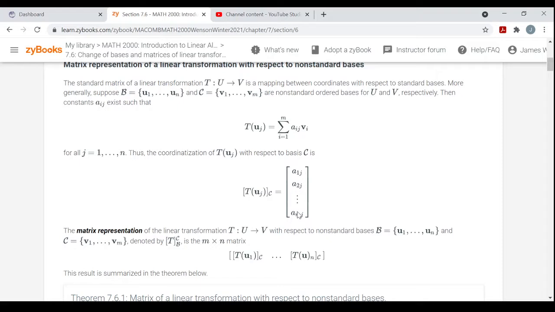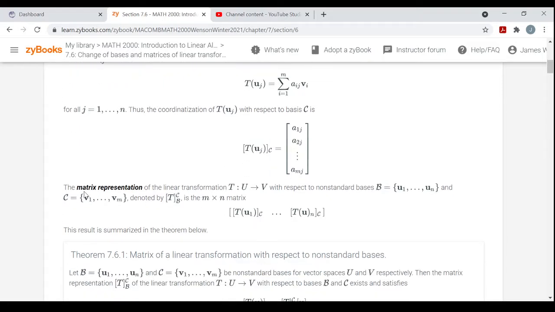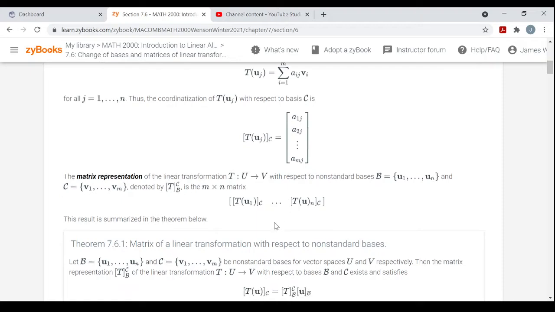And then those coordinate vectors will make up the columns of what's called the matrix representation of the transformation with respect to those non-standard bases B and C. And here's the notation for it. You have little braces around the name of the transformation, the basis for the domain on the lower right, the basis for the codomain in the upper right. Again, all this part is saying is that these coordinate vectors for the images make up the columns of our matrix representation.